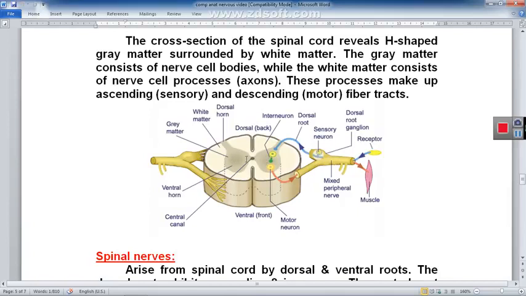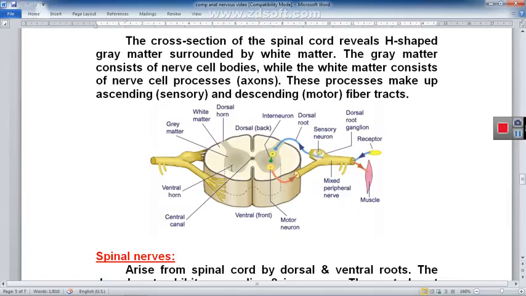The H-shaped gray matter is formed by right and left limbs. Each limb is formed of a ventral motor horn and a dorsal sensory horn, and these two limbs are connected by the gray commissure. The gray commissure contains a central canal that contains cerebrospinal fluid, CSF.